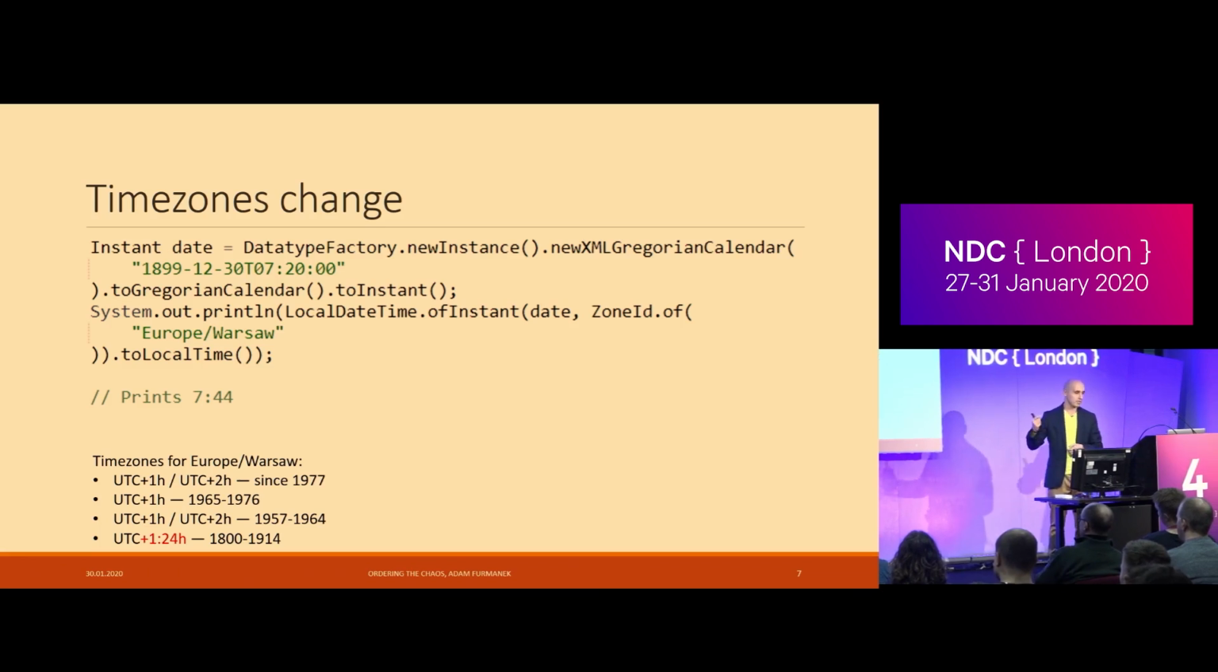Why is that? Because at that time, Warsaw was using time zone plus 1 hour and 24 minutes. And these things, unfortunately, changed a lot. So then we were introducing wintertime and summertime between 1957 and 1964. Then we dropped summertime. Then we restored summertime. Now the European Union passed this law, so we may drop the summertime again.